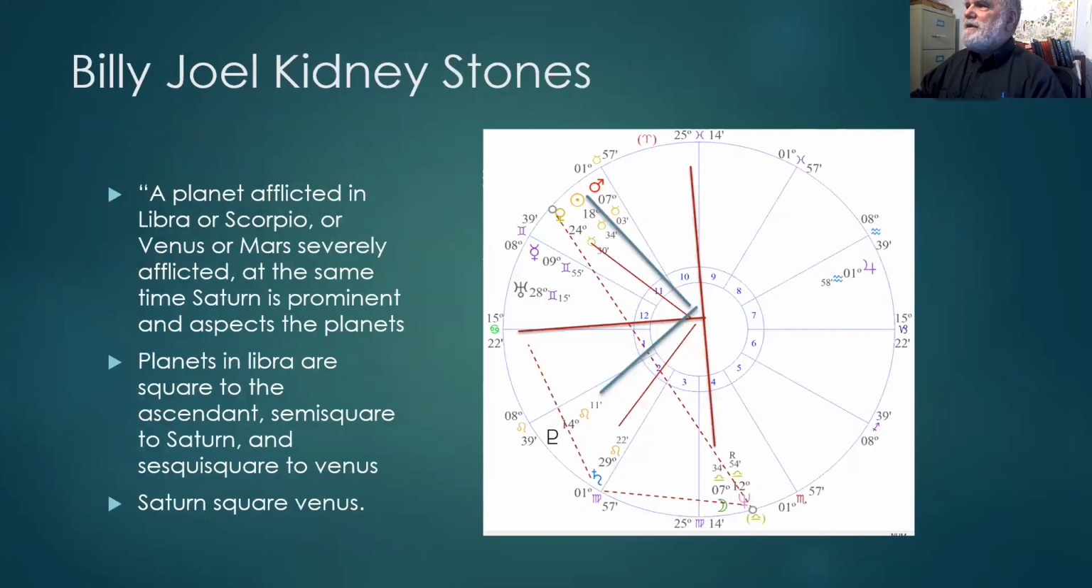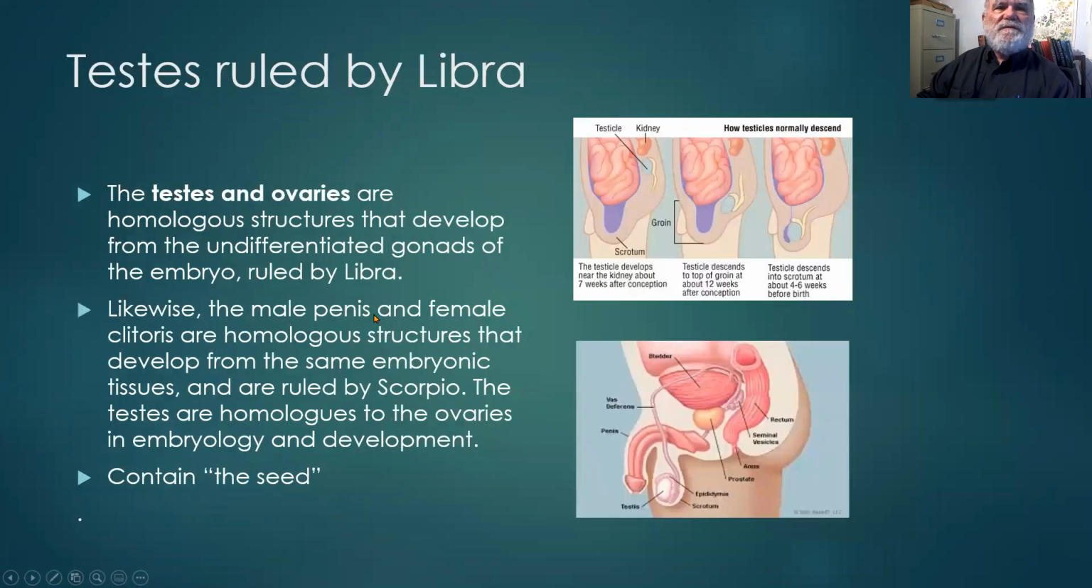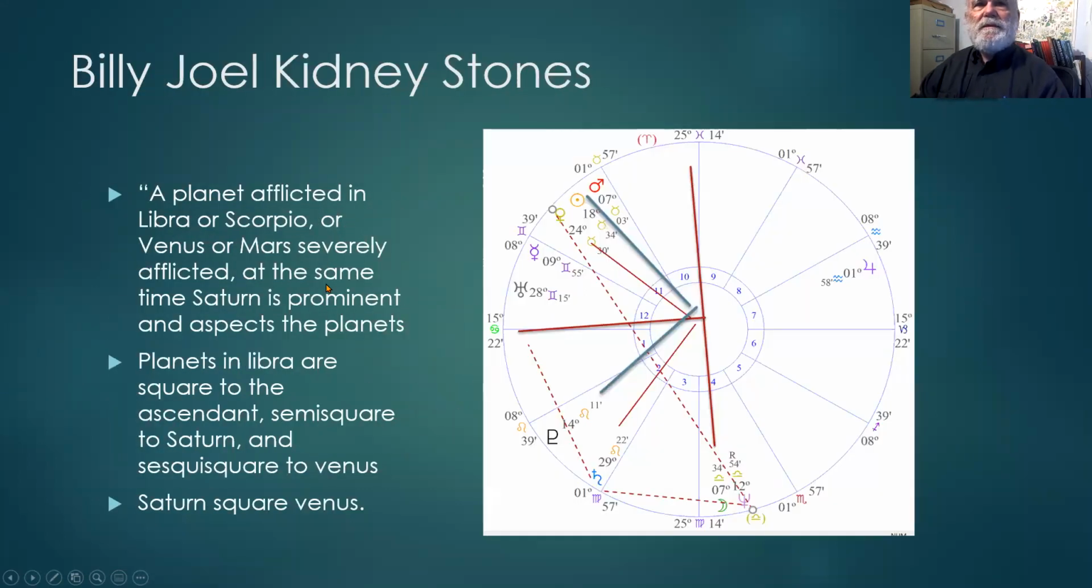This is the singer Billy Joel. This is the quote from Zane: a planet afflicted in Libra or Scorpio, or Venus or Mars severely afflicted. At the same time, Saturn is prominent and aspects the planets. I could say physiologically, why would he say Libra or Scorpio?